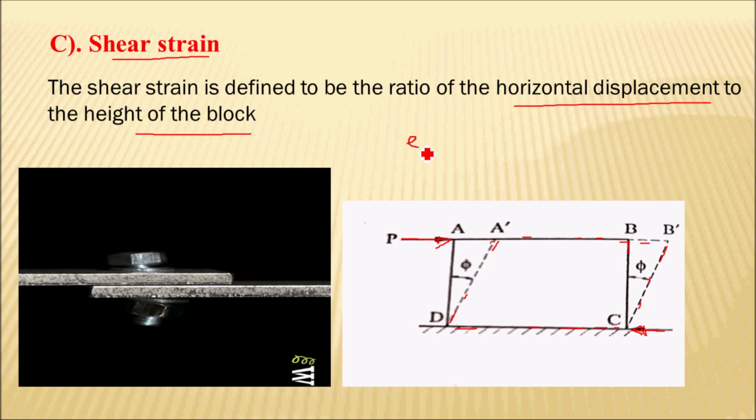So this shear strain is equal to what? It is the ratio of the horizontal displacement that is taking place. What is the horizontal displacement? This AA dash is the horizontal displacement after applying the shear stress, upon the height of the block, which is AD. This can also be the displacement BB dash upon the height of the block, that is BC. So this is the shear strain.